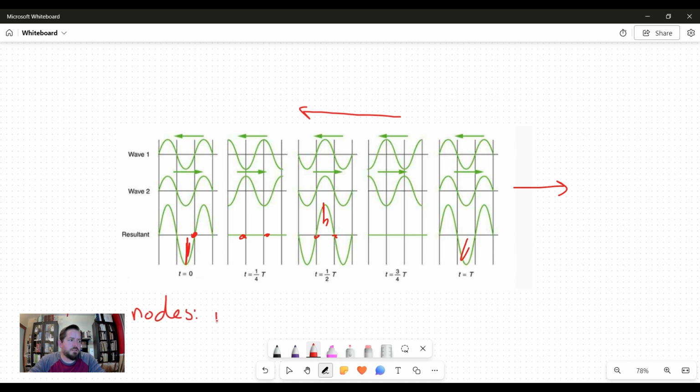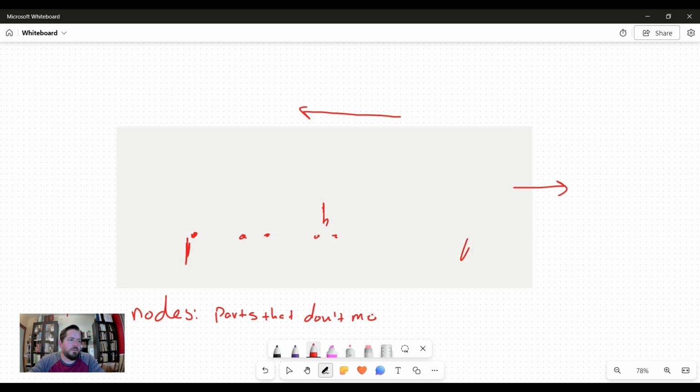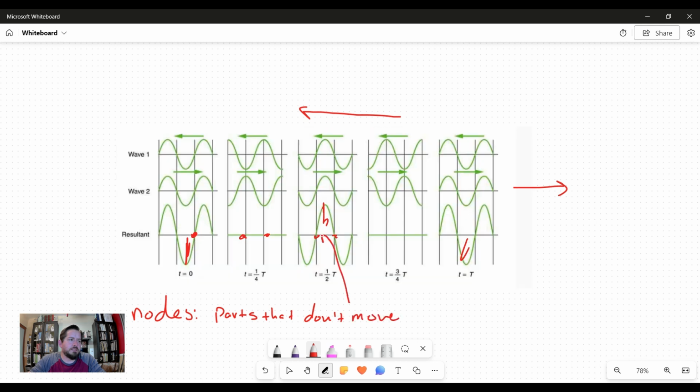The nodes are the parts that don't ever move. That's these things. And then the ones that do, these bits that go up and down and up and down the most, are called antinodes. So that, and say that. And that essentially is just some wave that just rocks in place.